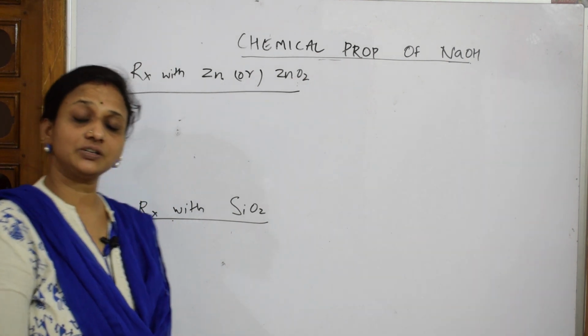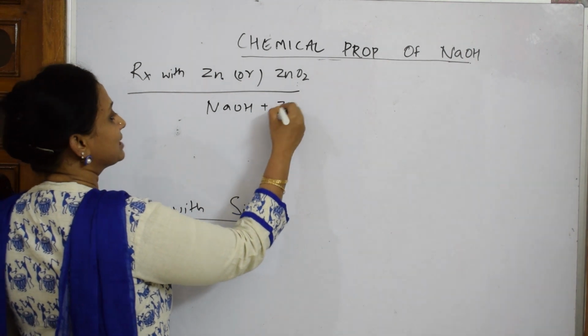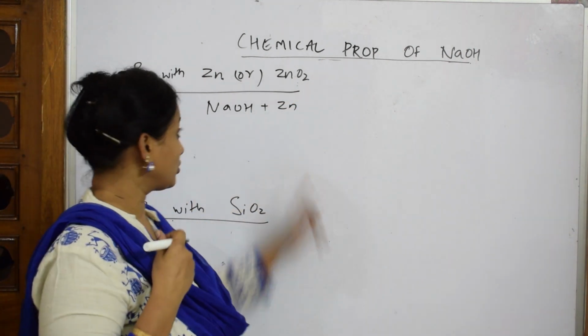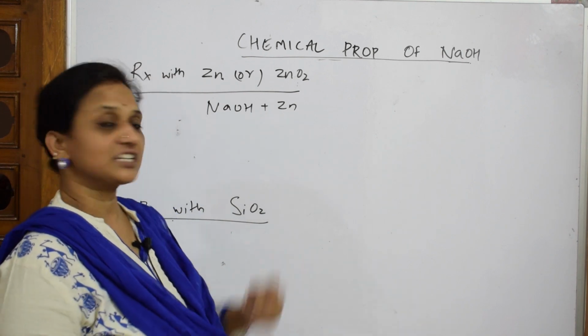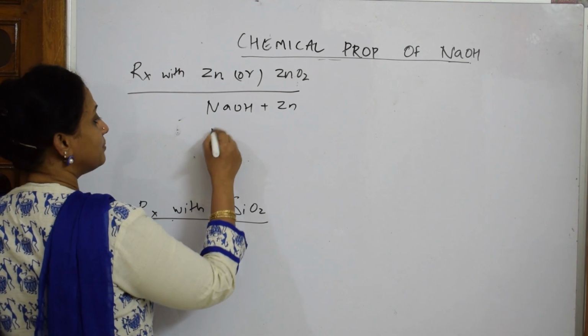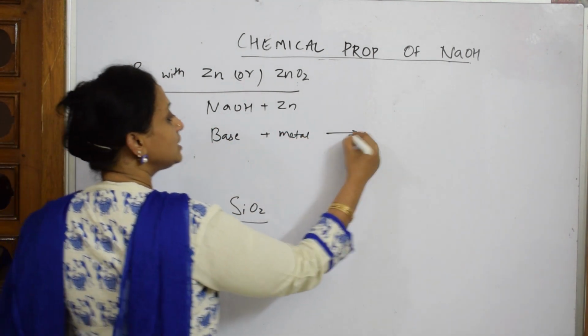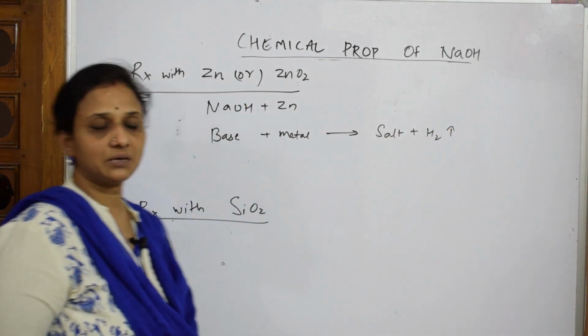Let's come back and see the next reaction. Here we are going to react sodium hydroxide or caustic soda with metal zinc oxide, rather zinc. So what should you remember? The most important concept here is what we studied in grade 10. Base plus metal gives what? Gives salt plus hydrogen gas. This is what you have studied. The same thing I'm applying here.